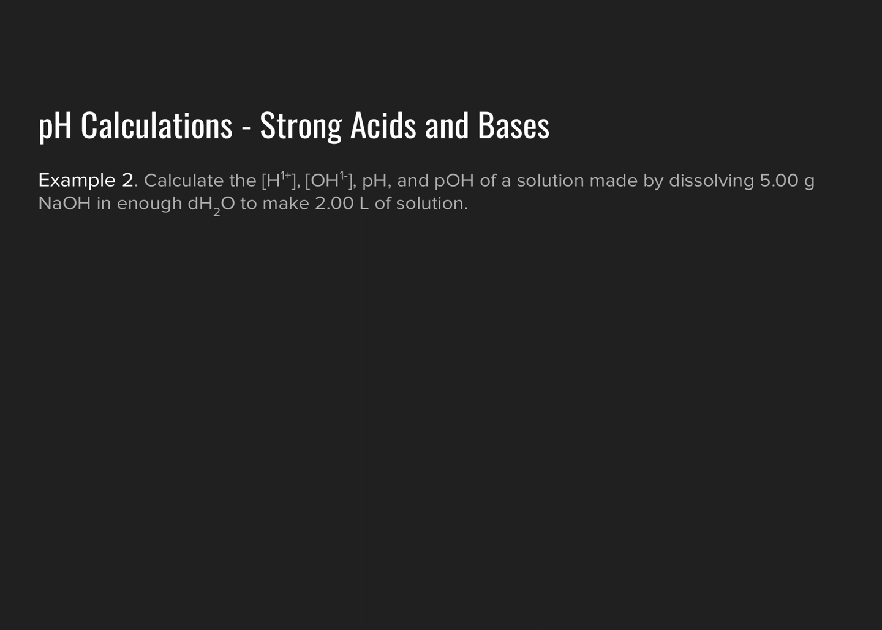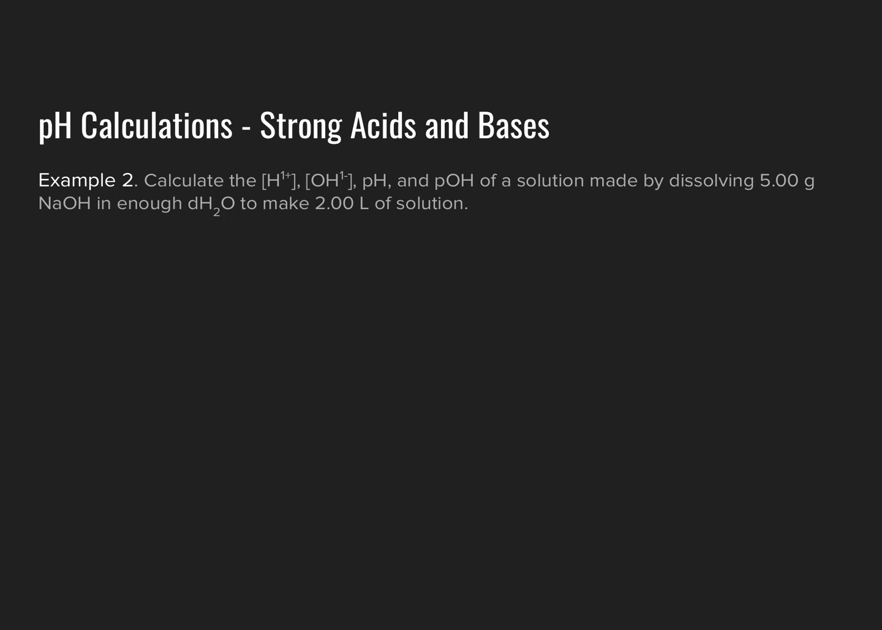All right, another quick example here, this time involving a calculation of the same four variables, that is the concentrations of hydrogen ion, hydroxide ion, pH, and pOH, this time of a solution made not by dilution, but instead by dissolving an ionic solute, in this case 5 grams of sodium hydroxide, into enough distilled water to make a solution of final volume 2.00 liters.